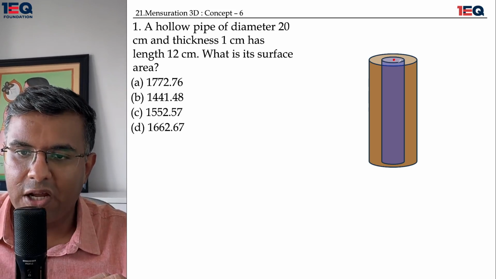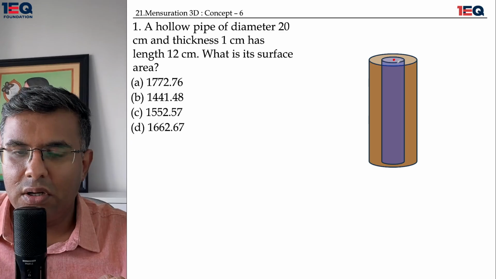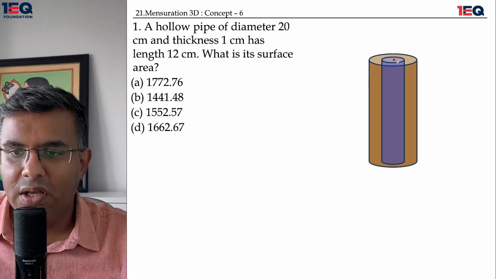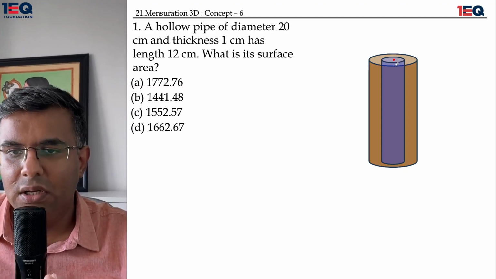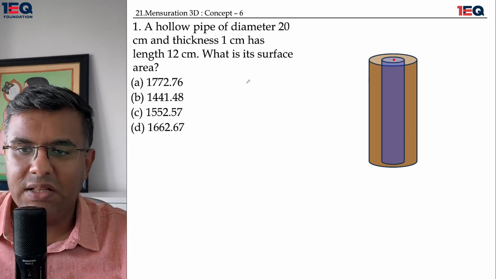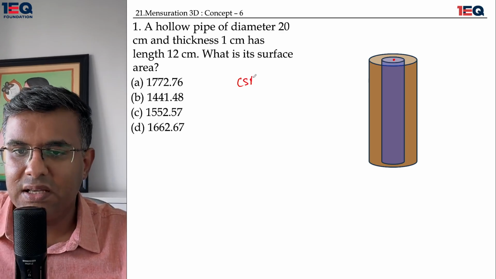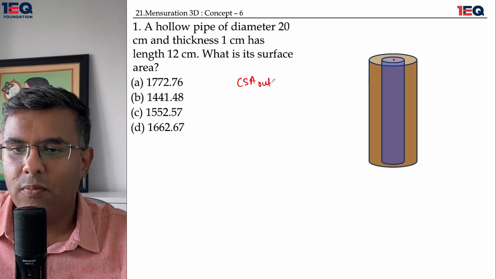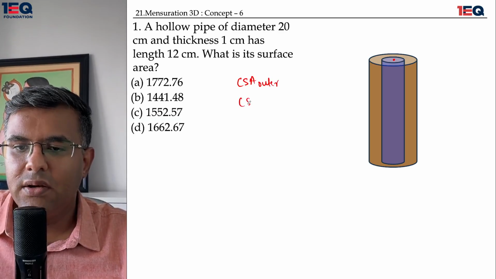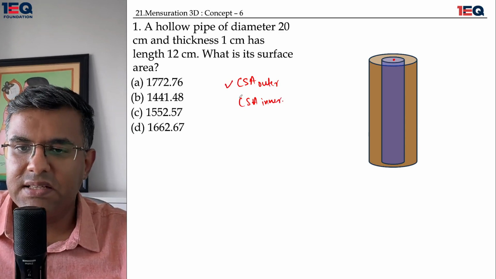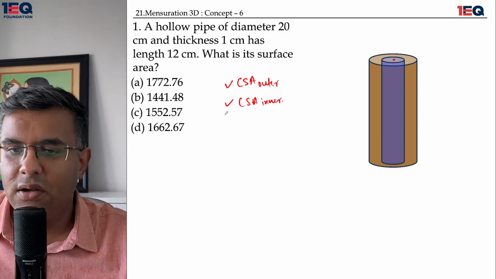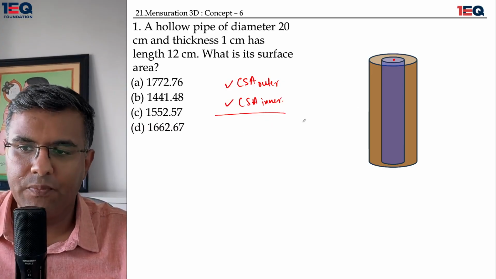Because it was talking about the total surface area. Here it is talking only about the surface area, and I can consider this to be the curved surface area. So I'll just do CSA outer and CSA inner. This CSA outer and CSA inner would give me my final output.